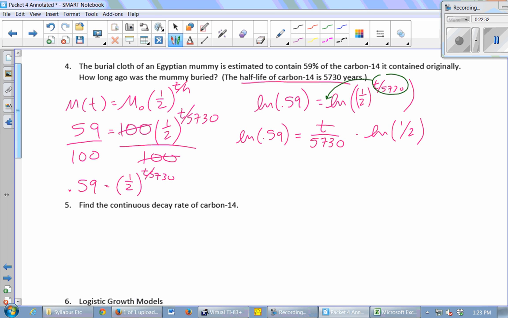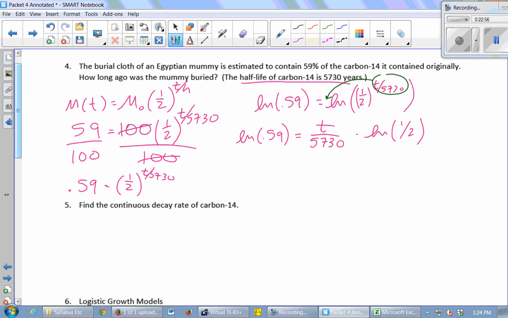Now you just have to have this mantra: lns are just numbers. The ln of 1/2 is just some number. I could type it into my calculator, it's just a decimal. And the ln of 0.59 is also just some number. If those were just numbers, this would not be a hard equation to solve. I just want to get the t by itself, so what should I do?